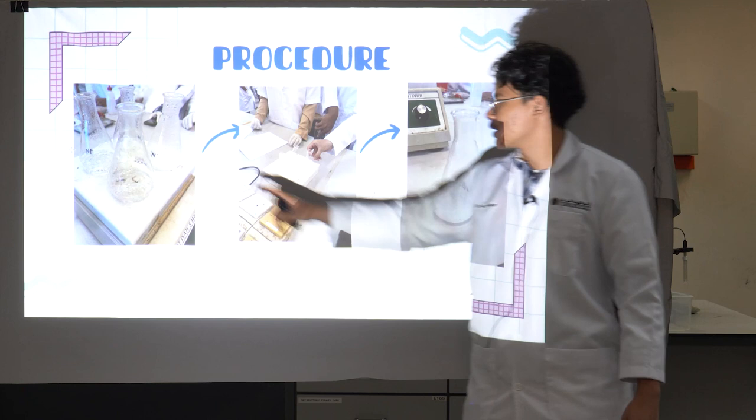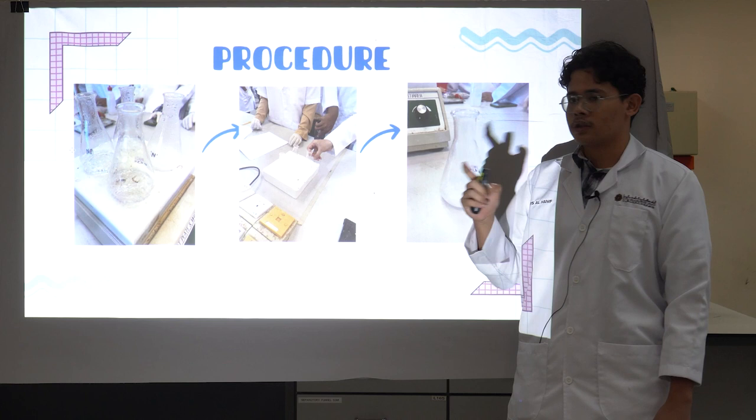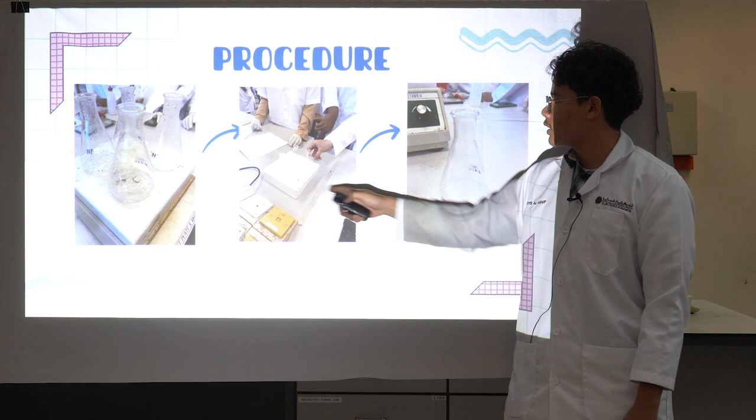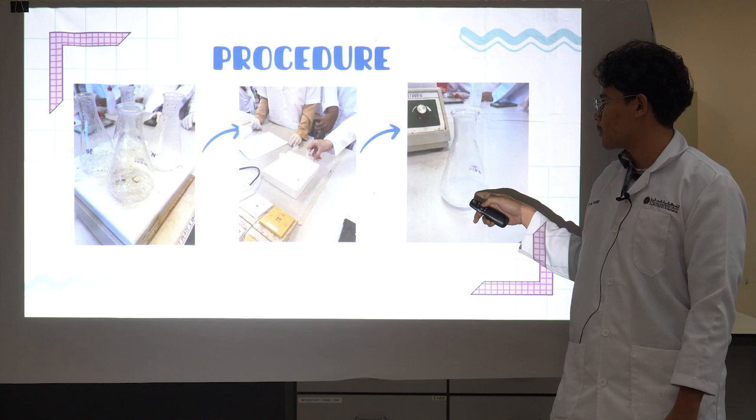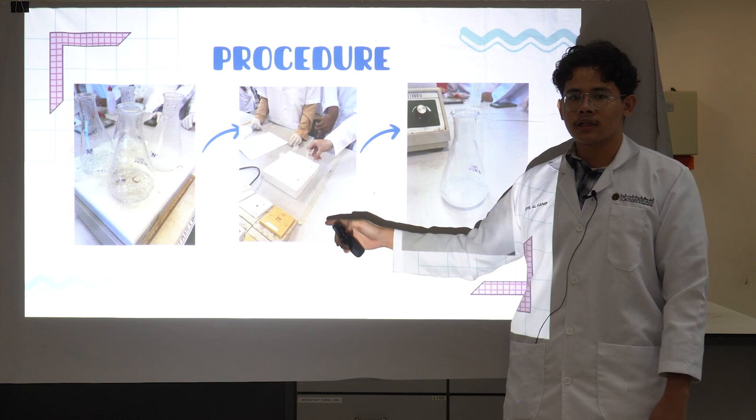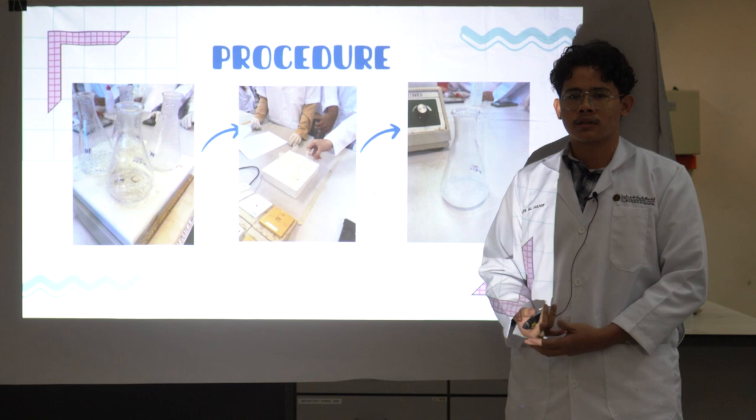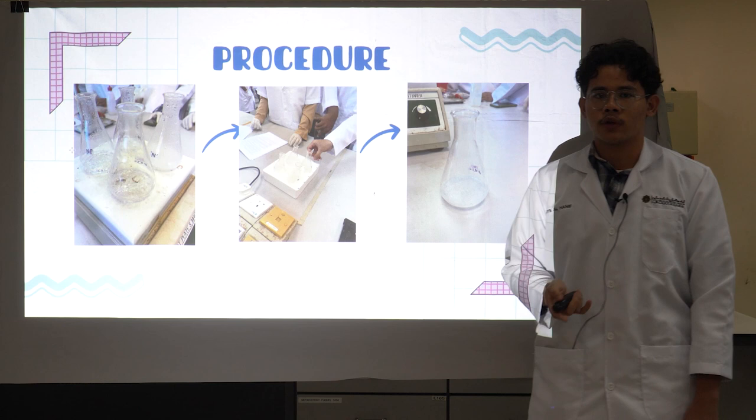And then after we're done with the boiling, we need to take one of the flasks and put it in the ice bath. And the other one, we need to let it rest at room temperature. But when we transfer the flask, we need to make sure that we don't shake the solvent too much because it can affect the result that we want. So I'll pass the result to Brother Azam.